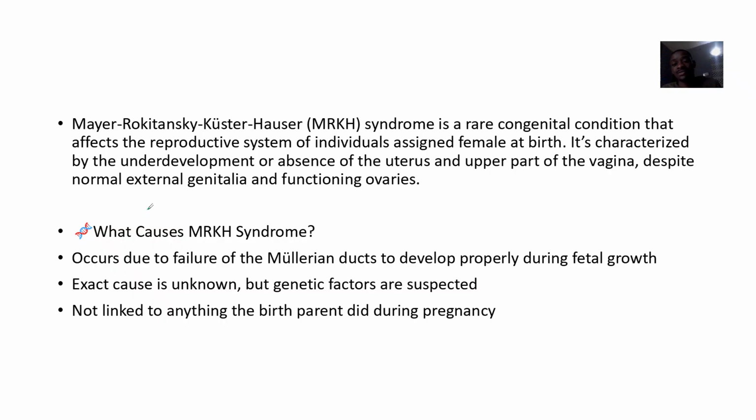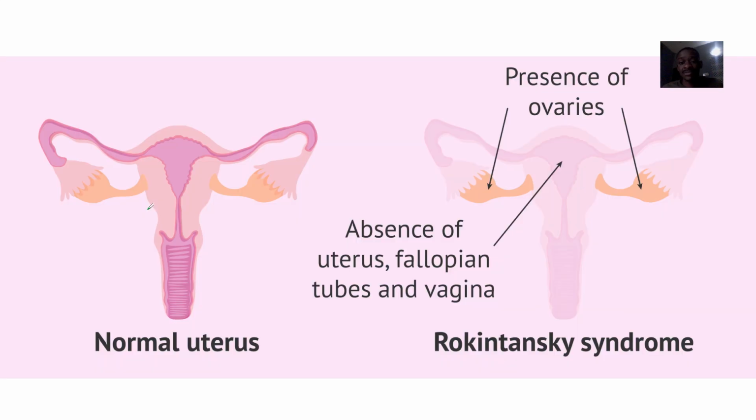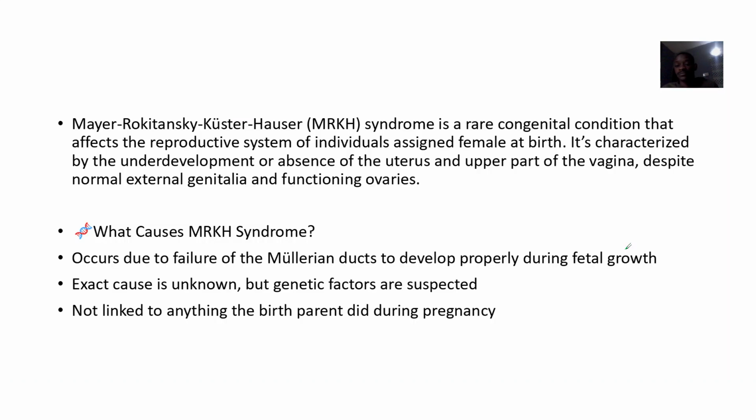So the Mayer-Rokitansky-Küster-Hauser Syndrome is a rare congenital condition that affects the reproductive system of individuals assigned female at birth. So it's characterized by an underdeveloped uterus, or sometimes there's total absence of the uterus. Okay, so can you see that here the normal uterus is bulled up, but this one is kind of like fading away, just to tell you that those things are not there.